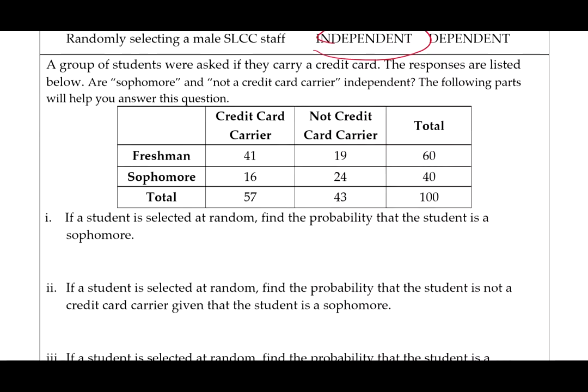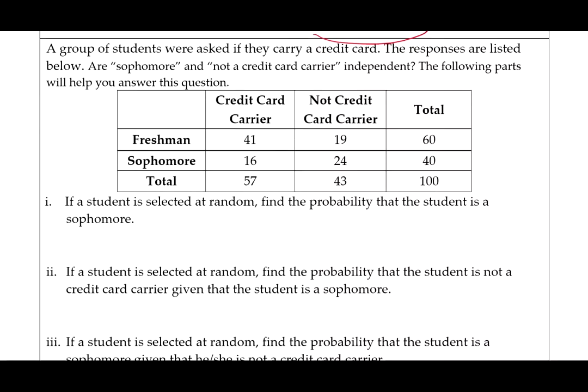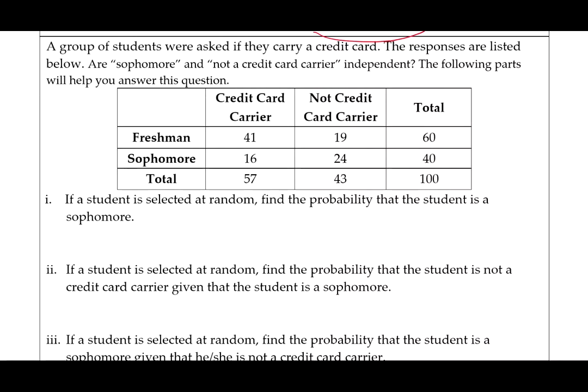Here's another example. A group of students were asked if they carry a credit card. The responses are listed below. Are sophomore and not a credit card carrier independent? The following parts will help you answer this question. Part 1. If a student is selected at random, find the probability that the student is a sophomore. Well, we can see from this table that there are 40 sophomores out of 100 total students. 40 divided by 100 is 0.4.